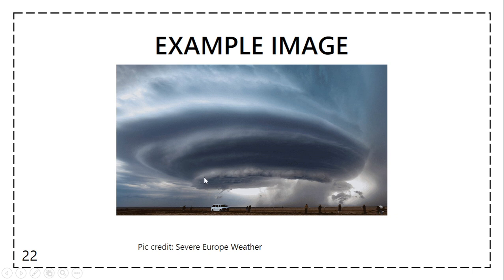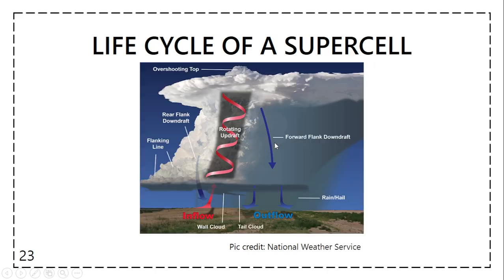Example image. This is a mesocyclone, a rotating column. You see, this looks like something out of a sci-fi movie. It's not fake. Everything I show you in this video will be real. This whole thing is a rotating column of updraft, rotating up. This is a thunderstorm. Life cycle of a supercell, again, rotating updraft, mesocyclone. So again, very complicated here.